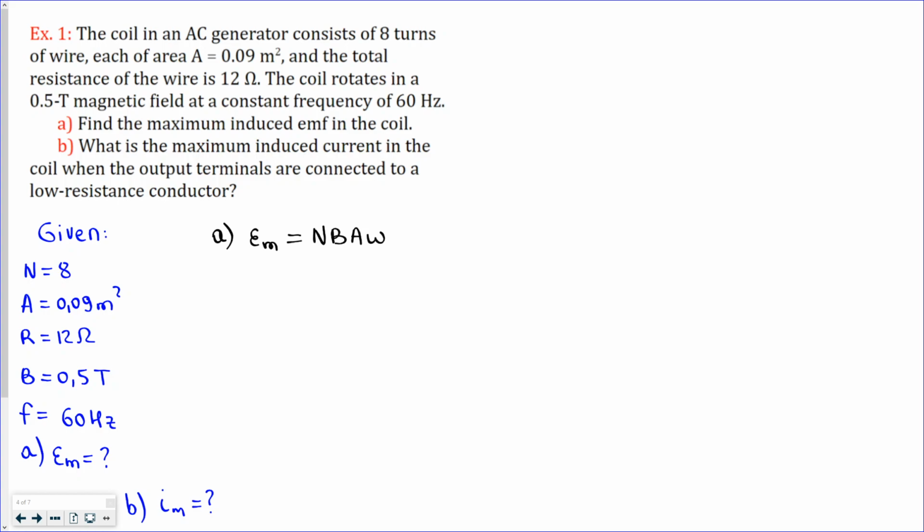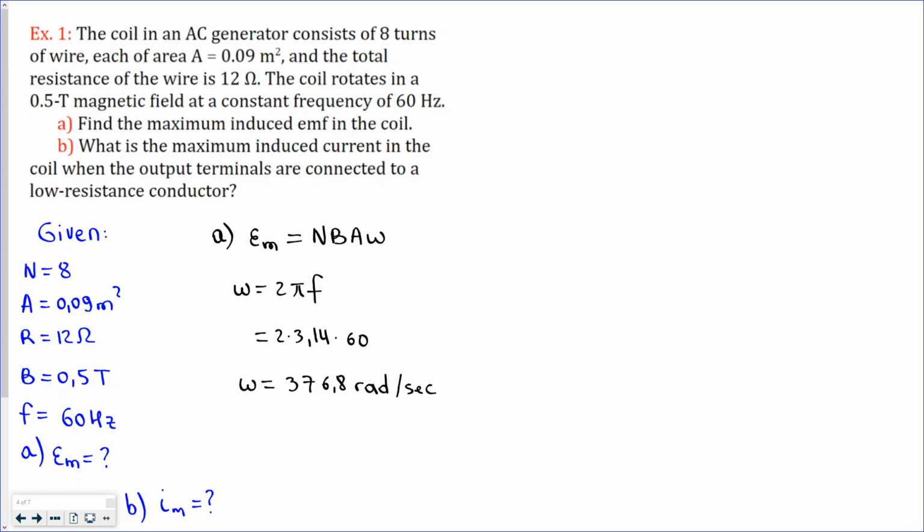So, all the information is given except angular frequency. Angular frequency can be found by this equation, and let's calculate here. So the answer is 120 multiplied by 3.14. It is 376.8. The unit for the angular frequency is radian per second.